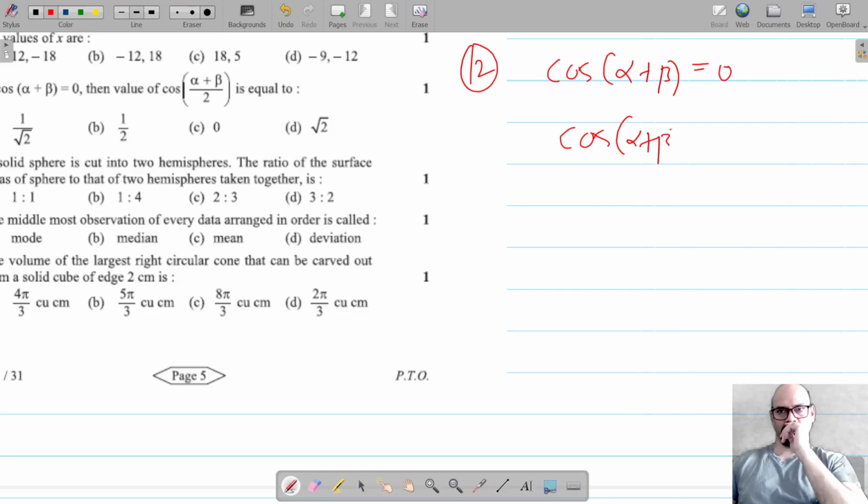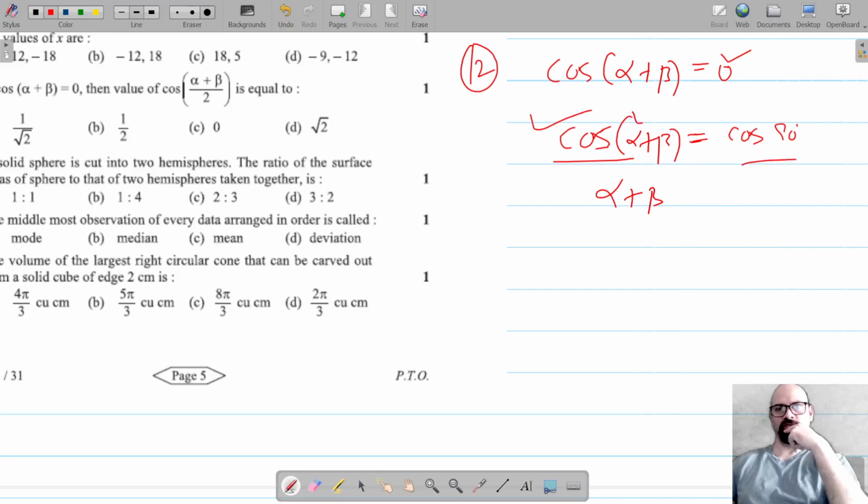Now, on the right hand side, we know that this is cos. So we will just write one angle that has cos as 0. We know that cos of 90 is 0. So if these two are equal, that means alpha plus beta is equal to 90 degrees.